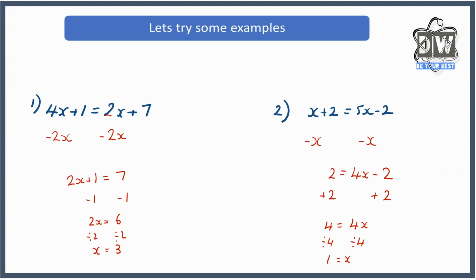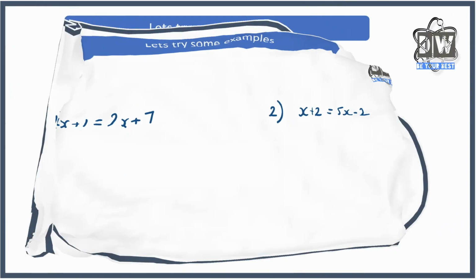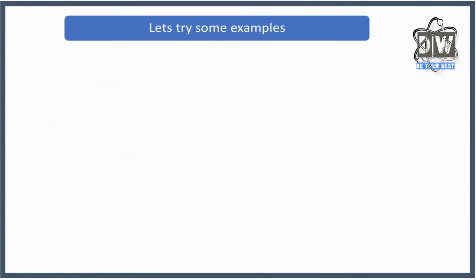And again, I can put that back in. 1 plus 2 is 3. 5 times 1 is 5, take away 2 is 3, so I know I'm correct. So now that I've done a couple for you, it's your turn to give them a go. There's no hard and fast rule about which way you take them, but my rule of thumb is try and always work in positives whenever you possibly can. So give this one a go, and then give this one a go, and come back and see if you've done the right thing.